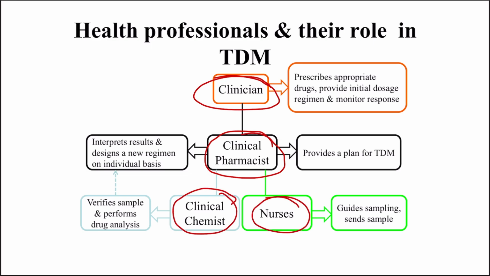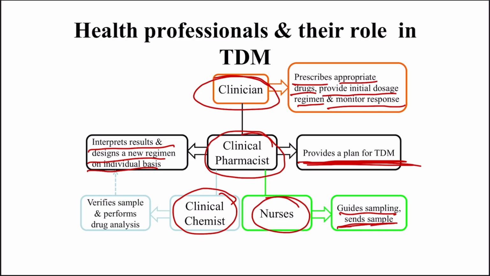So the clinician will prescribe an appropriate drug, provide the initial dosage regimen, and monitor the response. Then the clinical pharmacist provides a plan for doing the therapeutic drug monitoring, interprets the result, and designs a new regimen on an individual basis once the results are obtained. Then the nurses are responsible for guiding the sampling procedure and sending the sample to the laboratories where the TDM is being done.